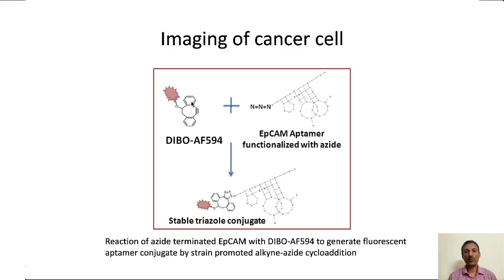So, the structures of the compounds are given here. The DIBO structure is dibenzocyclooctyne. We have two benzo units, one benzo unit here, another benzo unit here. These dibenzo units are on the octane unit, and this is the Alexafluor which is attached to this particular octane, and this is the aptamer unit, which has the azide derivative. These two are condensed together in the presence of copper salt to give the azide alkyne condensed product as shown here. So, the triazole conjugate was formed.